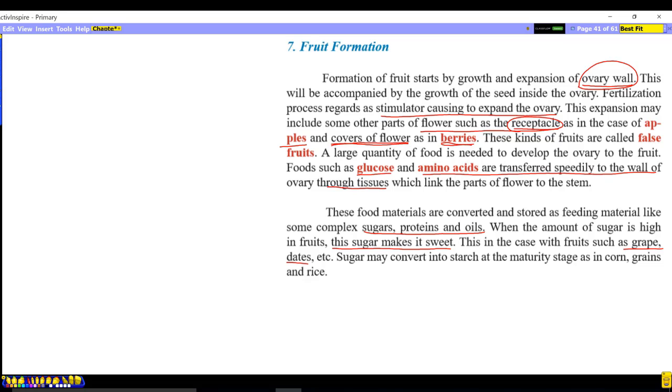as in grape or dates. We need examples for fruits that contain a high amount of sugar and give a sweet taste, like grape. And so the sugar may convert into starch. Again, we need examples, like corn, grains, or rice.